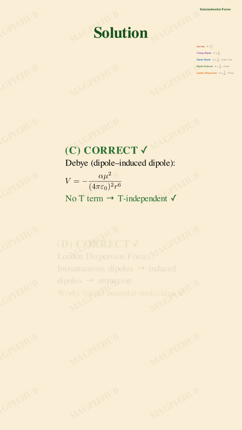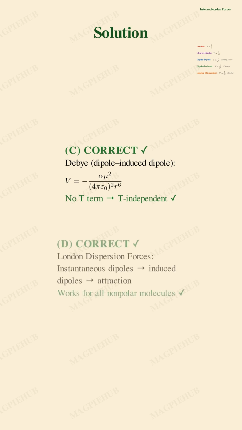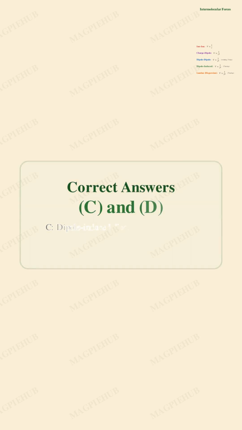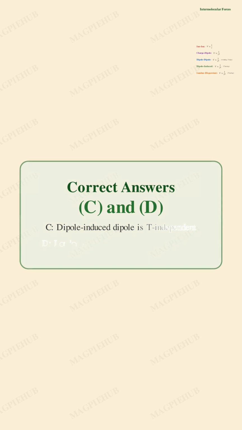Option D says nonpolar molecules attract one another even though neither has a permanent dipole moment. This is absolutely true. London dispersion forces arise from instantaneous fluctuations in electron density, creating temporary dipoles. These temporary dipoles induce dipoles in neighboring molecules, leading to attraction. This is the only force between nonpolar molecules like noble gases. Option D is correct. The correct answers are options C and D. Dipole-induced dipole interaction is temperature independent and nonpolar molecules do attract through London dispersion forces.